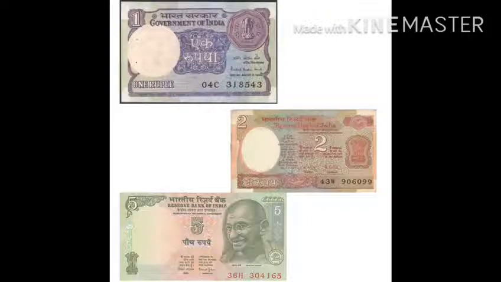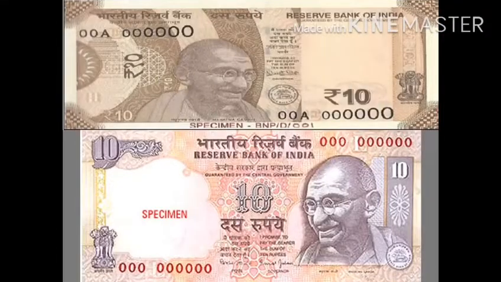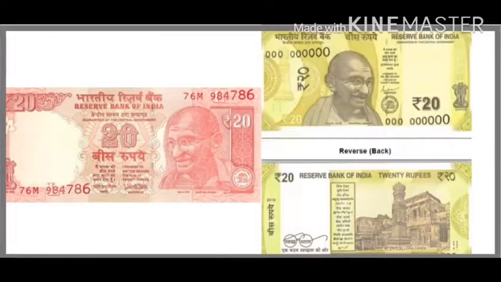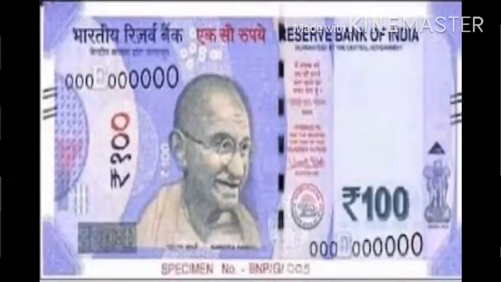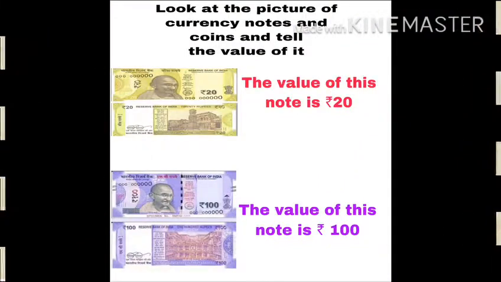Notes: 1 rupee note, 2 rupee note, and 5 rupee note. Then 10 rupee note, old and new one. 20 rupee note, old and new one, both are in use. 100 rupee note. Then 500, 2000, 50 and 200 rupee notes. These all notes are in use.